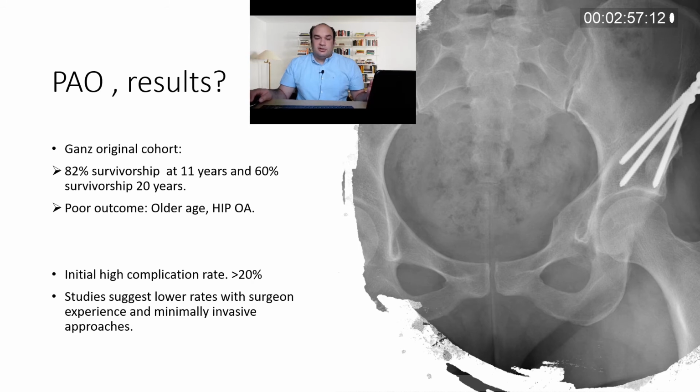Complication rates: they initially had quite a dramatically high complication rate, above 20% in some studies. As the surgeons got more experienced in these surgeries, and with the development of minimally invasive approaches, the complication rate has decreased, and in some studies it was lower than 10%.